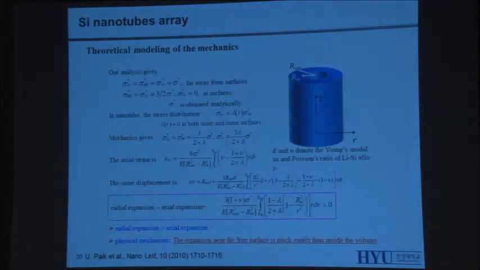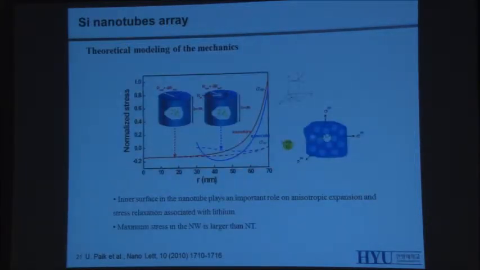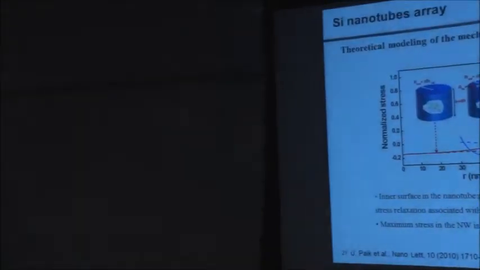We calculated the volume expansions. We came up with the radial expansion being much higher than the axial expansion. This theoretical modeling of the mechanism shows that, compared to silicon nanowires, the nanotube experiences much lower normalized stress, so it can withstand the volume expansion of silicon.